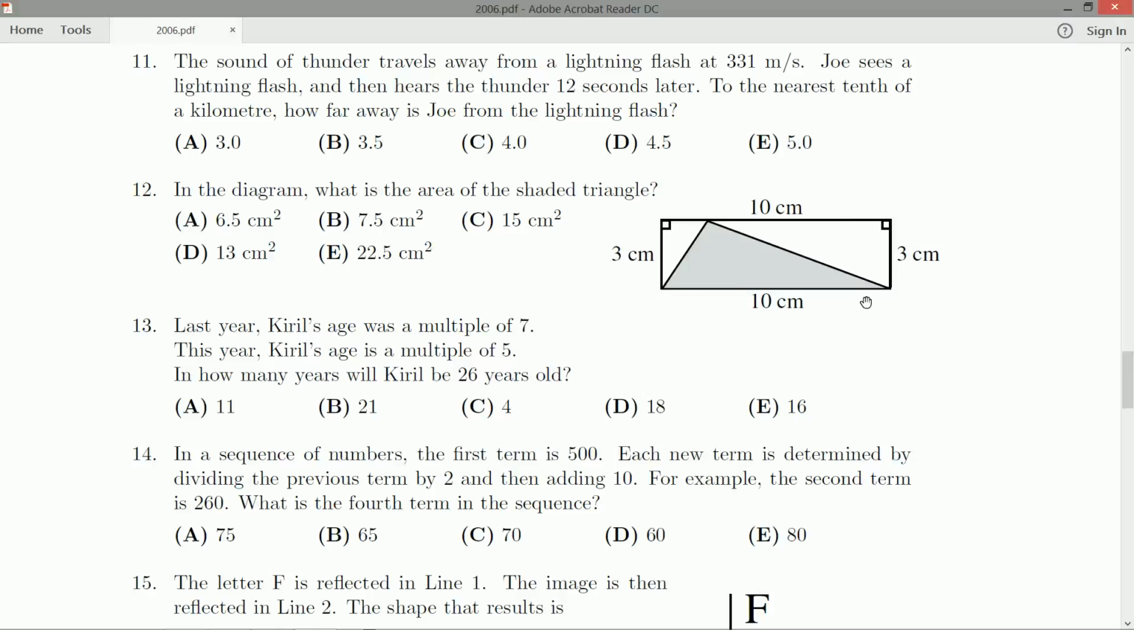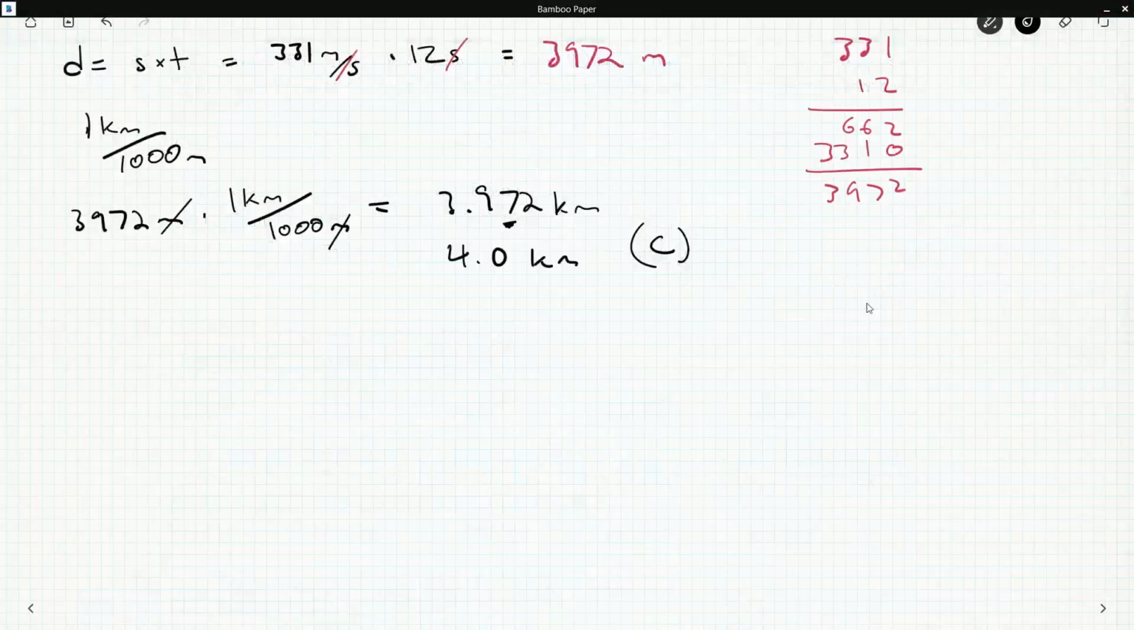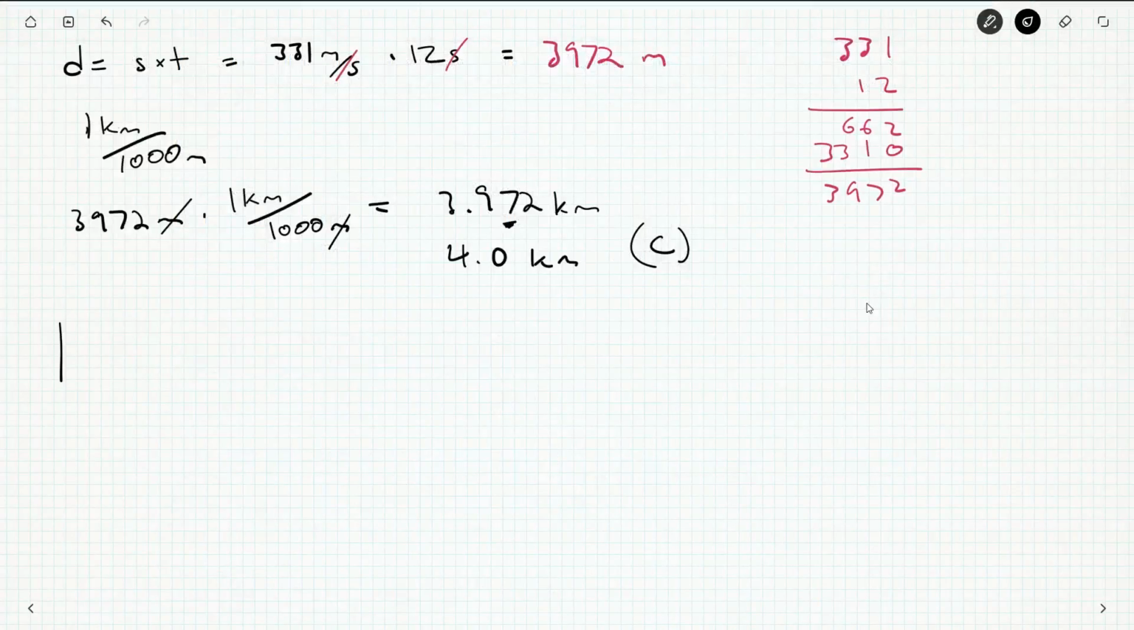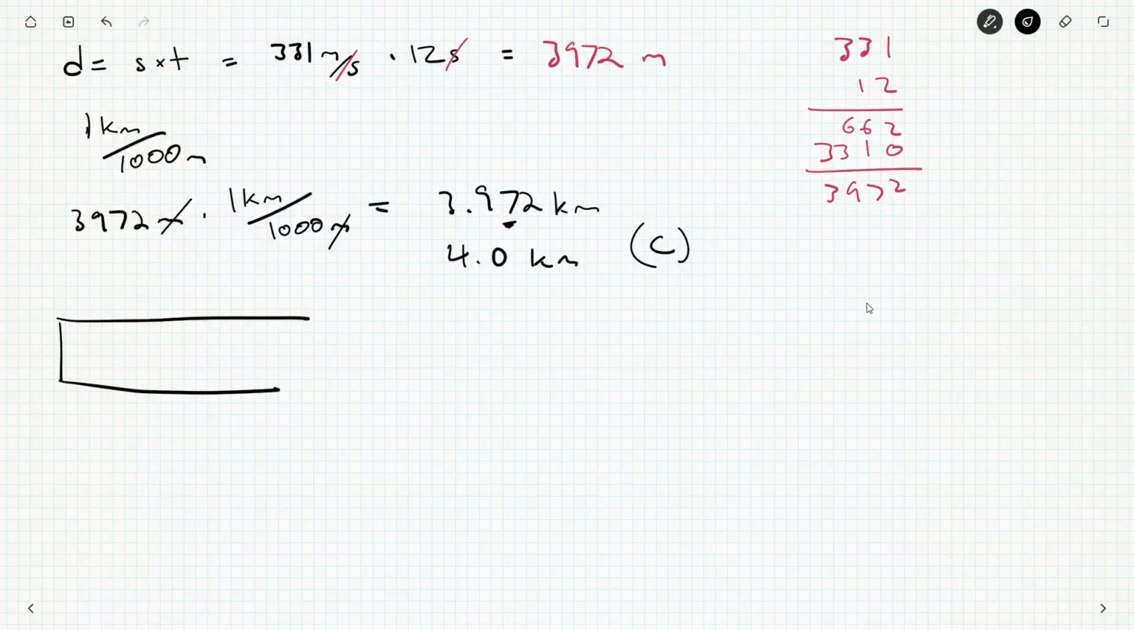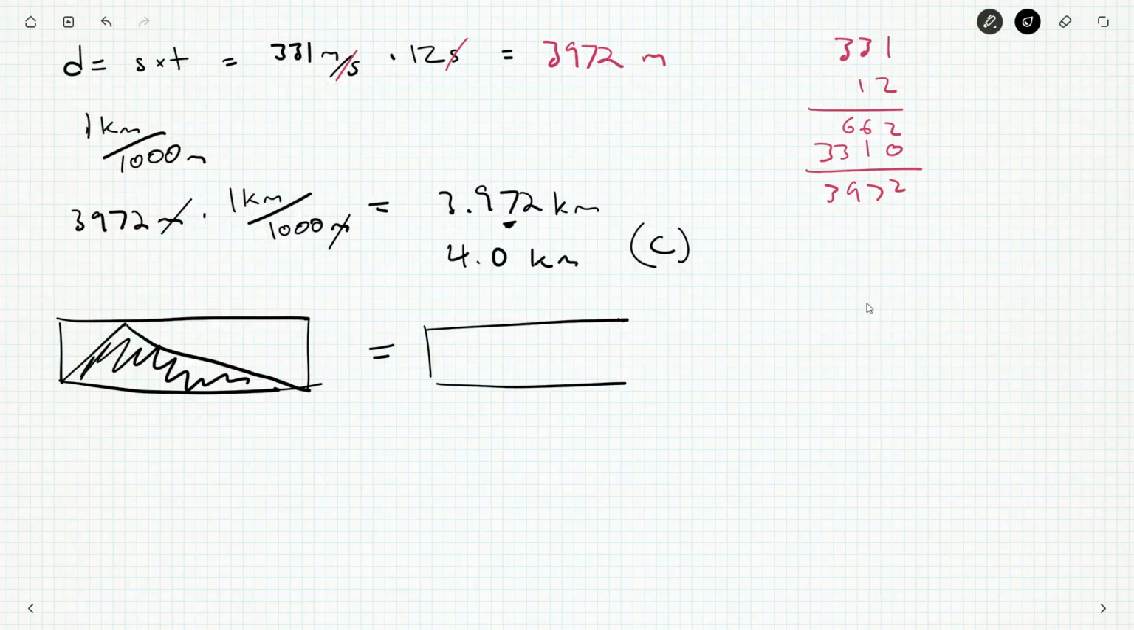Now, usually when they give you a shaded area style question, the best way to go about doing it is to realize the shaded area as a sum or difference of areas that you already know. So in this case, you could say, well, the shaded area is the whole rectangle minus these two smaller right-angle triangles. These right-angle triangles have height of 3, and the rectangle is 3 by 10, so we can definitely get 30 there.